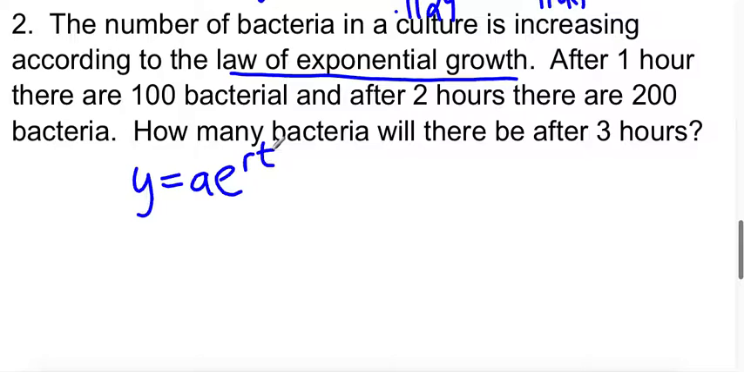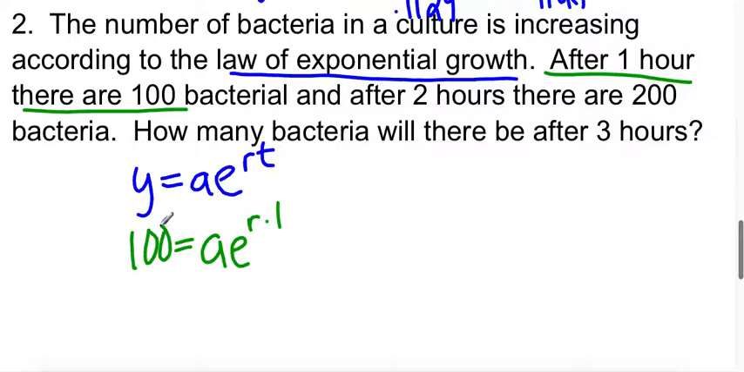Now, some of you are probably tempted to be like, oh, 1 hour 100, 2 hours 200, 3 hours, it'll be 300. No, this is not linear, it's exponential growth. So we need to use this model. So let's plug in what we know. We know that after 1 hour, we have 100 bacteria. We don't know the rate of growth, but we do know our time. After 1 hour, we don't know the initial amount. We have 100 bacteria. So we know that 100 equals a e to the r.